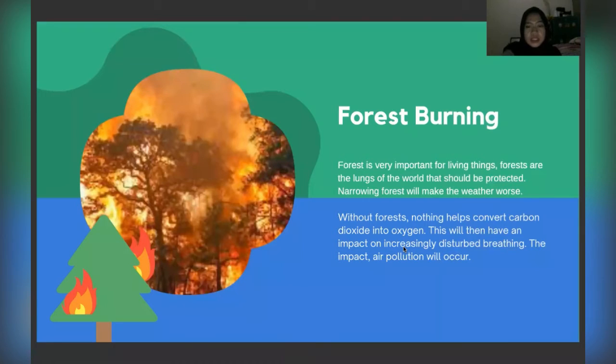And the next is forest burning. Forests are very important for living things because forests are the lungs of the world and should be protected. Narrowing forests will make the weather worse. Without forests, nothing helps convert carbon dioxide into oxygen. This will have an impact on increasingly disturbed breathing. The impact is that air pollution will occur because the carbon dioxide is not absorbed by the trees.